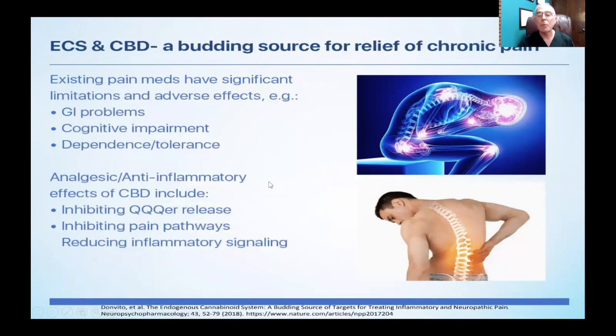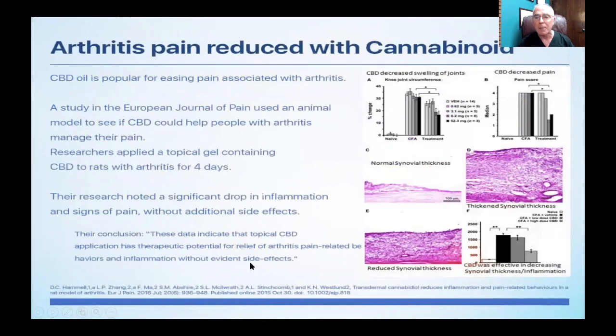But CBD works on a very different type of system, and it actually inhibits pain pathways and reduces the inflammatory signals. In other words, inflammation signals in these pathways, and so CBD can actually diminish that and inhibit that. And there have been many studies that have shown the effectiveness of CBD and CBD oil on arthritic painful conditions, such as this one animal model.